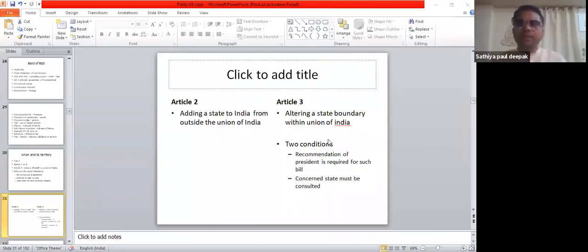Altering the boundaries of the state involves everything. It even includes changing the name also. For changing the name also, this article only should be followed. So whenever we are attempting to change the boundaries of the state, two conditions are there. One is recommendation of the President is required for such a bill. The concerned state must be consulted.